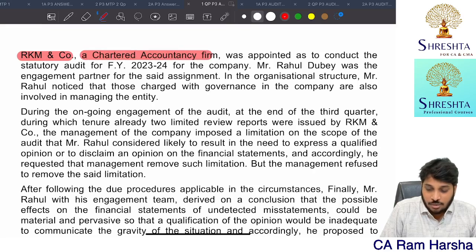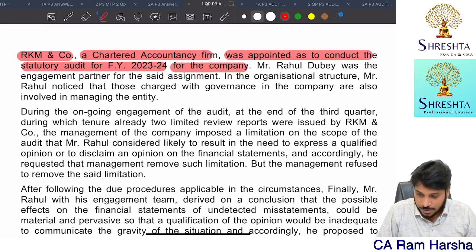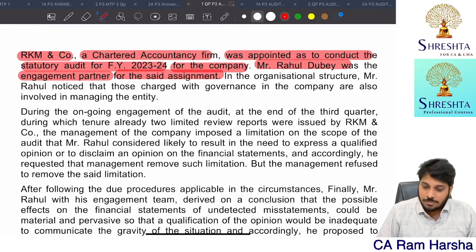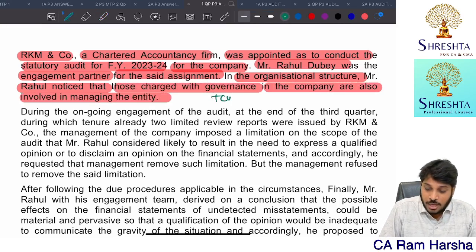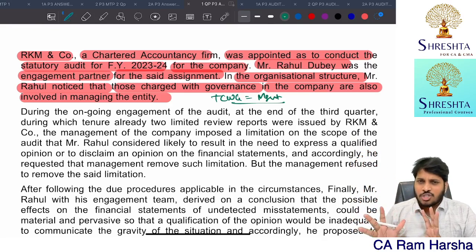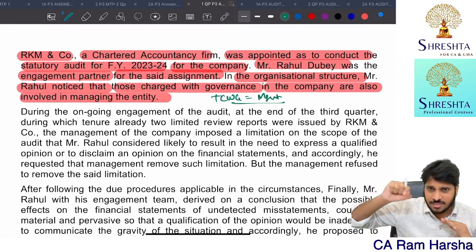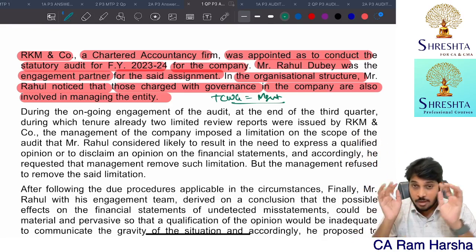RKM & Co., a chartered accountants firm, was appointed to conduct the statutory audit for financial year 23-24 for the company. Mr. Rahul Dubey was the engagement partner for the said assignment. In the organizational structure, Mr. Rahul noticed that those charged with governance in the company are also involved in management. Oh, TCWG is equal to management. There is no separate body, which means the same management people are the top management also. So if at all you communicated a matter to management in this company, there is no need to specifically communicate it once again to TCWG because both are the same. Remember.